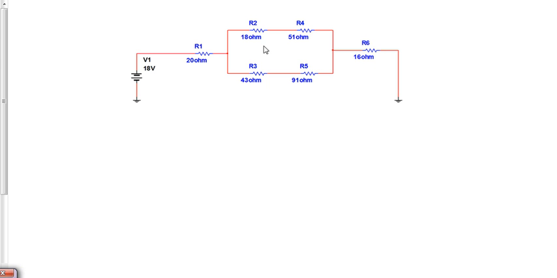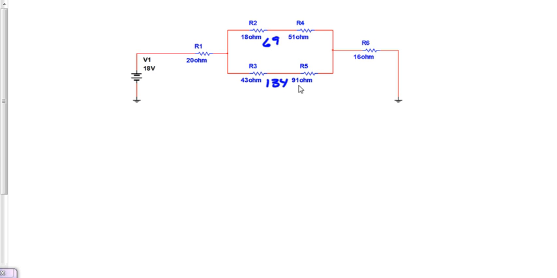Well, let's start off by getting an equivalent circuit here. So we are going to use the simplification technique this time. We're just going to get 18 plus 51 here, and that gives us 69 ohms, so I'll just write that as 69 here. Then 43 plus 91 is 134. So now we can think of these two as 134 and these two as 69. Okay, but they're parallel to each other.